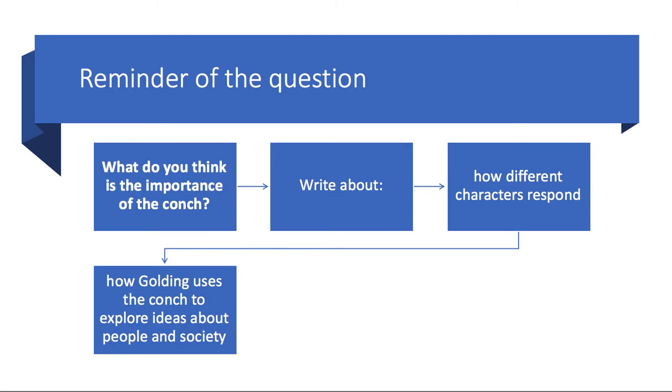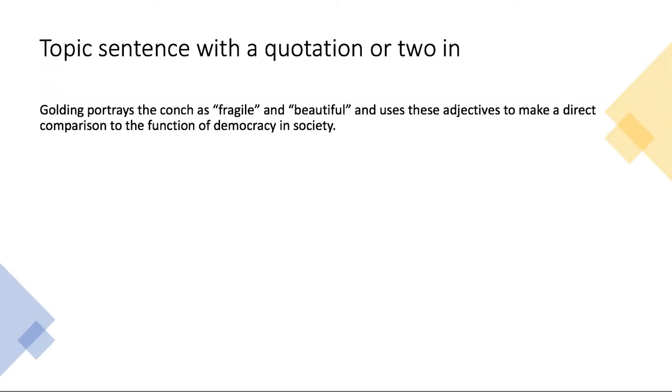So this is a quick reminder of the question that we looked at. What do you think is the importance of the conch? Write about how different characters respond and how Golding uses the conch to explore ideas about people and society. Obviously, you're going to begin your paragraph with a topic sentence. I think it always looks stronger if you can embed a quotation or two. You'll have spent weeks and weeks learning quotations for your exams. It's a shame not to drop them in.